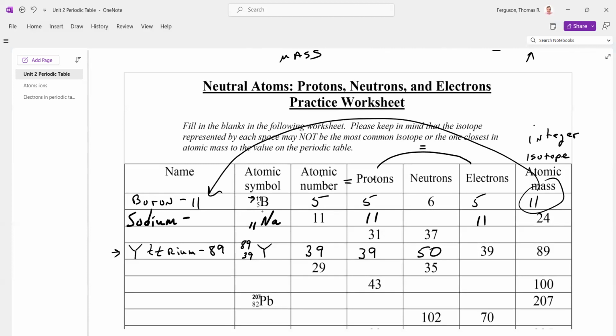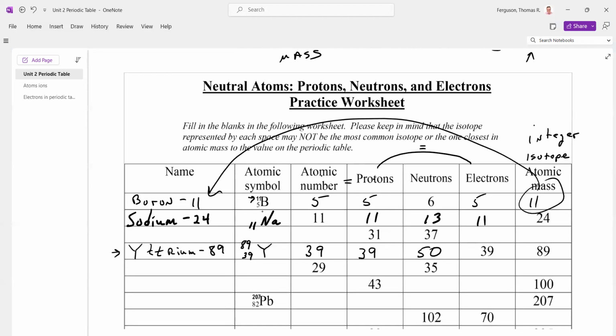And to find the number of neutrons, we need to look at the atomic mass, or the isotope number. That isotope number is the sum of protons plus neutrons. So we have 11 plus what is 24, that's 13. And then this is sodium isotope 24.